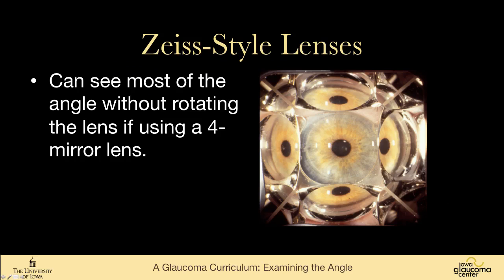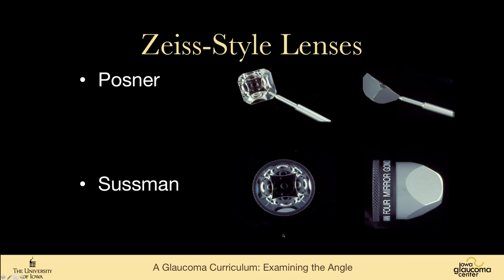So with the Zeiss-Style lens, one can see all 4 mirrors point to the angle. You can see almost all the angle without moving the lens at all. And if you just rotate it a few degrees, one can see where these junctions are between the mirrors. The 2 main styles are Posner-style lens, which has a handle. That's what I use mostly. Or the Sussman-style lens, which doesn't have a handle. And so the Sussman lens is great for people with very long arms.